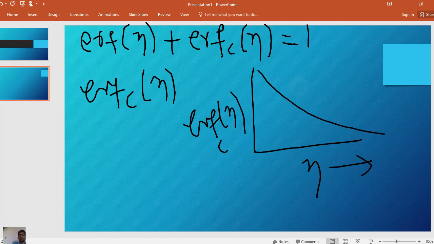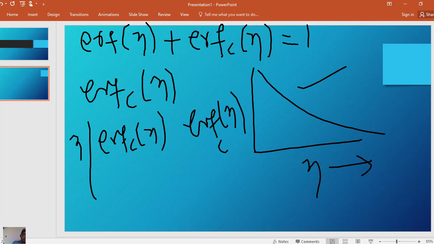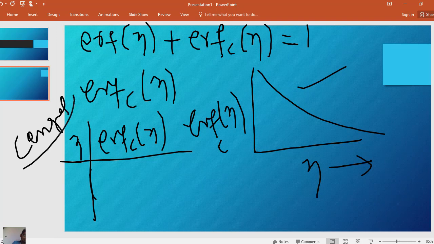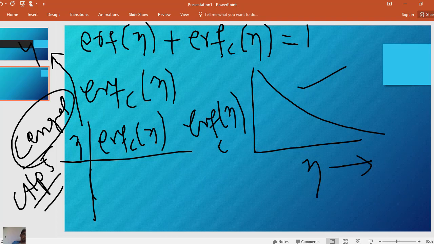So this graph is present, and usually there are values of the similarity variable against the complementary error function of the similarity variable in the book of Cengel, in chapter number 5, table 4.4. You will get various values of the similarity variable and the complementary error function of the similarity variable.